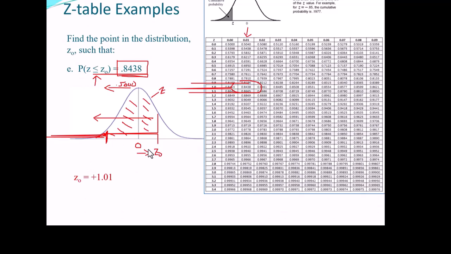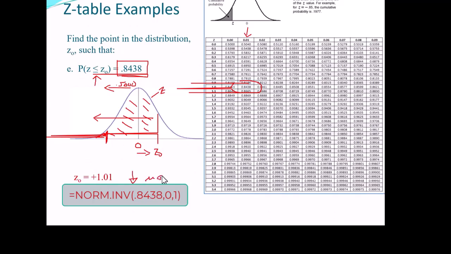Now, in Excel, there's another normal function. It's not the norm.dist, it's the norm.inv. It's a normal inverse function. And with the normal inverse function, you have to put in a less than or equal to probability. You put in a value of mu, you put in a value of sigma, and again, I'll put commas in between these things. And that's how you find it. You type equal norm.inv, open the parenthesis, put 0.8438, comma 1, comma 0, close that parenthesis and hit enter. It's going to give you a value of 1.01.